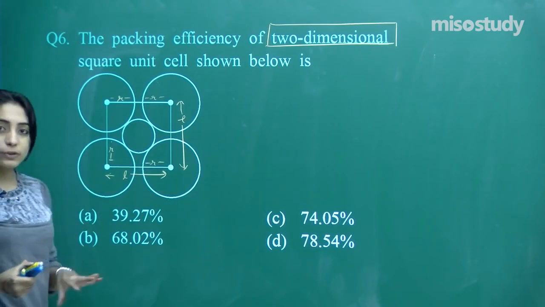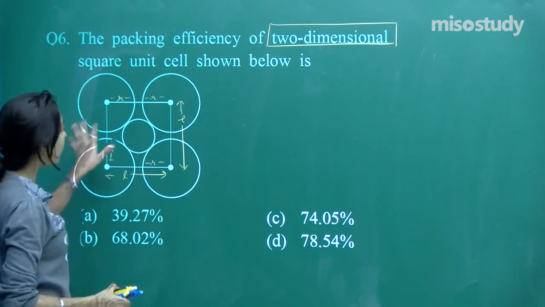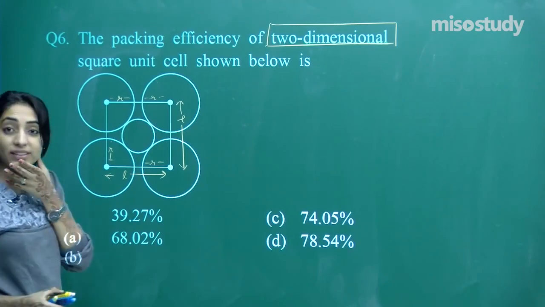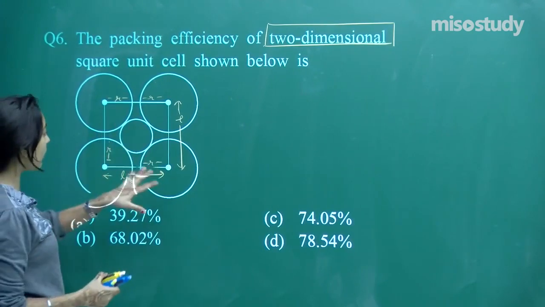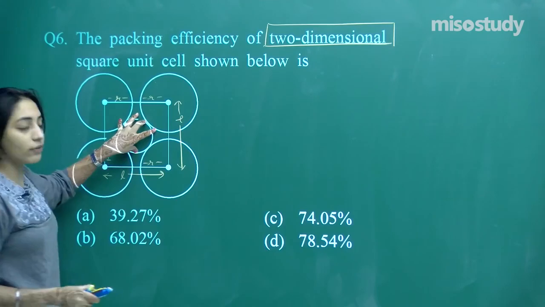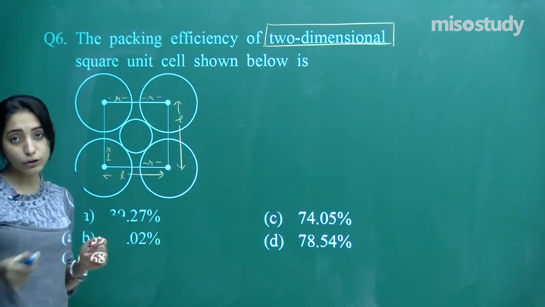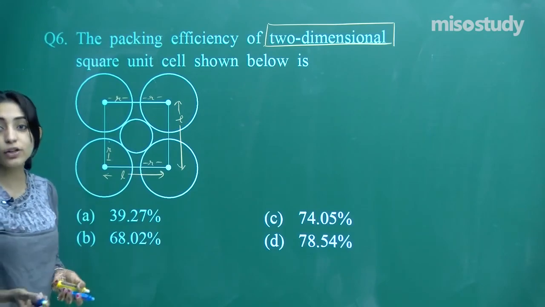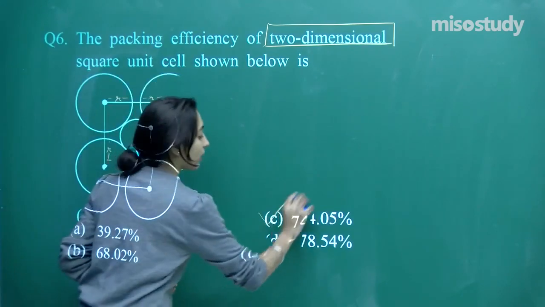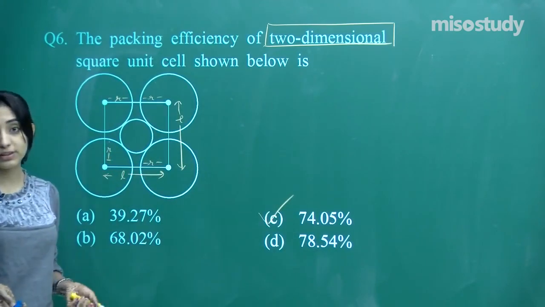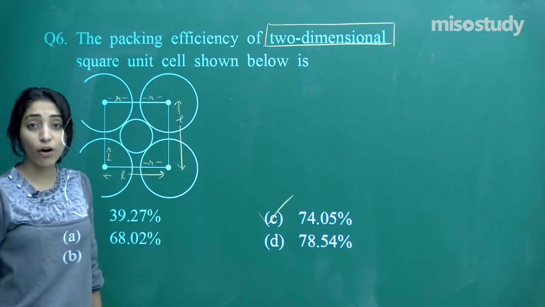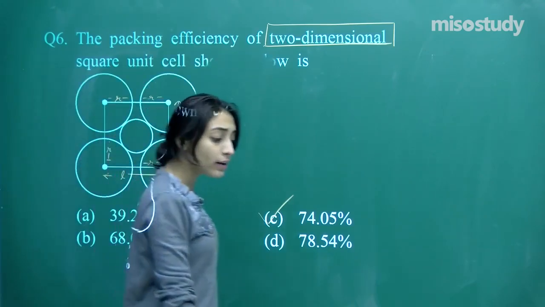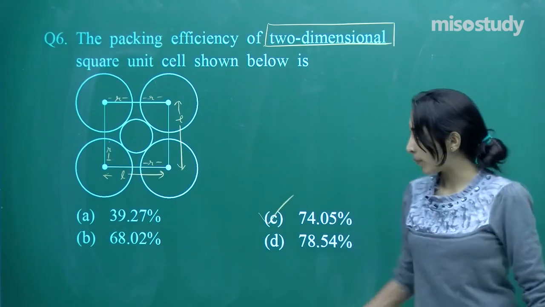You know, so many students have a problem. They will see, oh ma'am, this is a face-centered cubic unit cell, because that's a face, and at the center of the face there is an atom. So it's a face-centered cubic unit cell. And once they know that, they will easily mark the answer as 74.05%, because that is the packing efficiency of FCC, right? But guys, there is a problem in that.